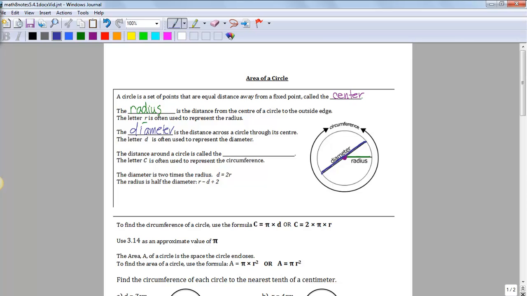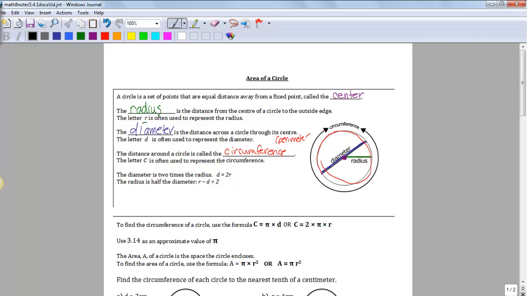And lastly, the distance around the outside of the circle is called the circumference. Kind of like the perimeter, but just for circles. So you can see here's our circumference all the way. Actually, it's not that line outside, it's that circle part all the way around. Sorry, not a good circle.